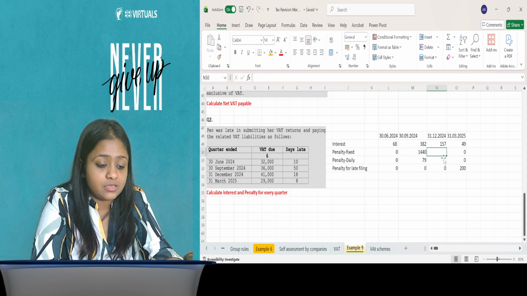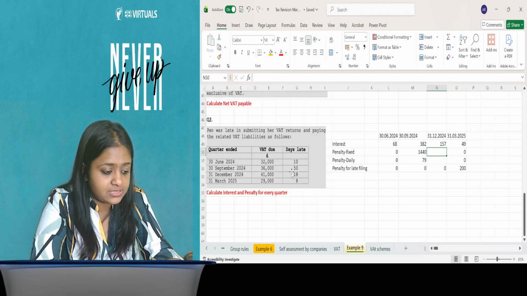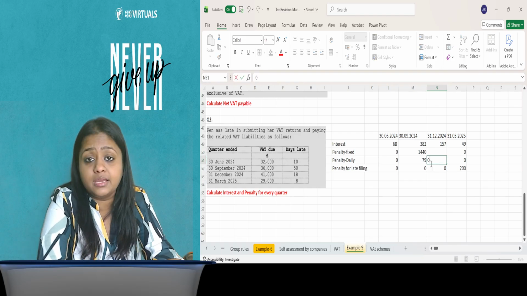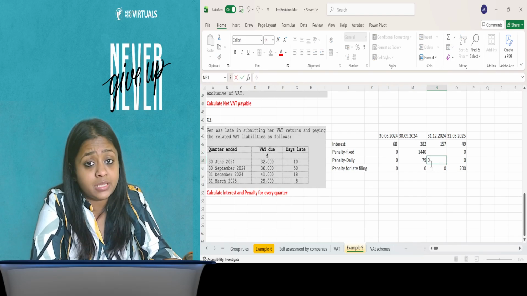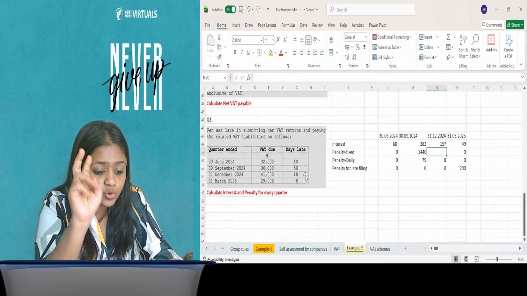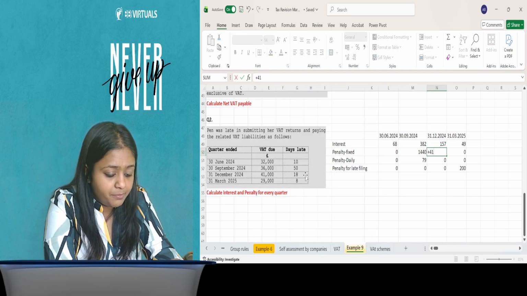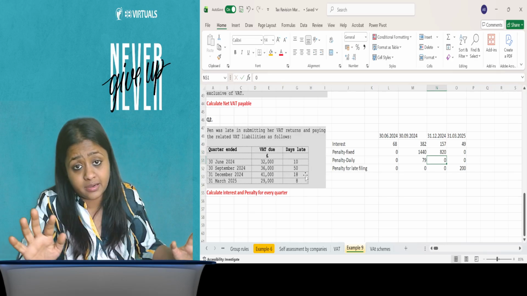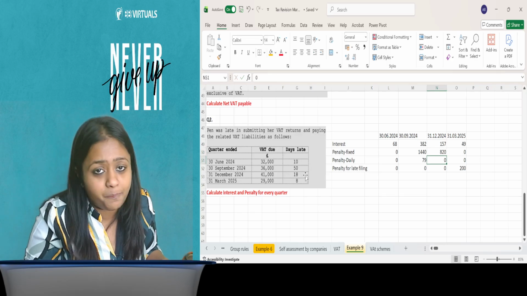Now let's see this third quarter, 31st December. The delay is 18 days, so no daily penalty. Daily penalty arises only when there is a delay of more than 30 days. Here you have a delay of 18 days, only a fixed penalty of 2% will apply. What is the amount? 41,000 multiplied by 2%. Done. So this is how you will calculate your penalties and interest.